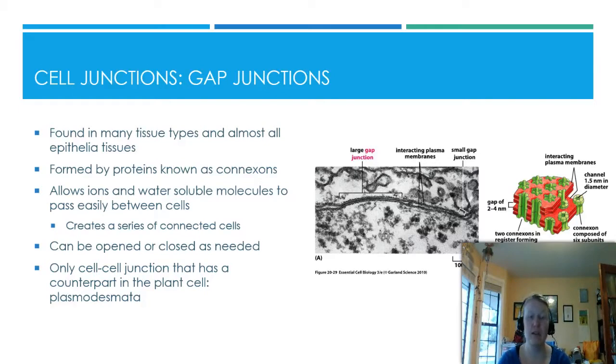And this is the only cell-to-cell junction out of all four that we're going to talk about today that has a counterpart in the plant cell. Plant cells have a similar structure known as the plasmodesmata that allows for flow between the two cells easily. So this is also one of the few that allows for communication between cells, because we talked about tight junctions are blocking things from passing between cells. And so far all the other junctions we've talked about are all about how we hold the cells together.